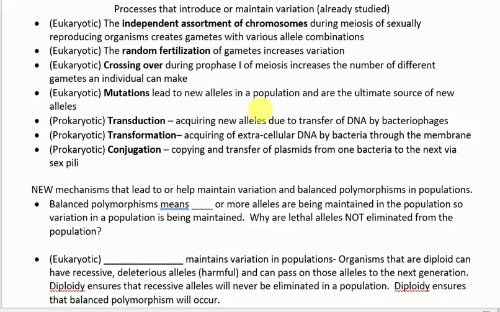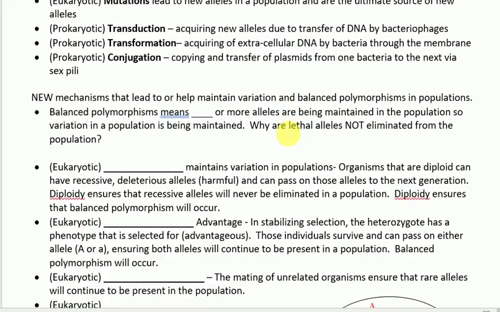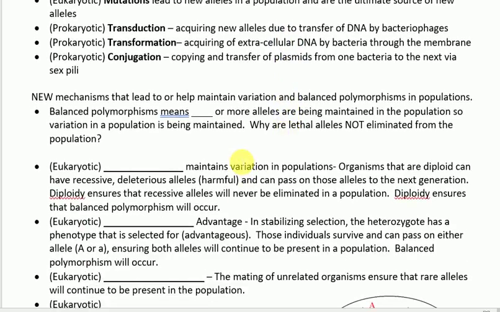And in prokaryotic cells, we have transduction, which is acquiring the new alleles due to the transfer of DNA. Transformation, which is acquiring of extracellular DNA. And conjugation, which is copying and transfer of plasmids from one bacteria to the next. Some new mechanisms that lead to or help maintain variation, as well as balanced polymorphism in different populations.